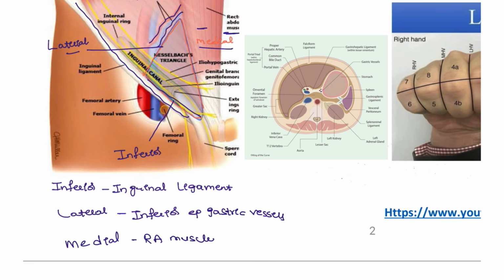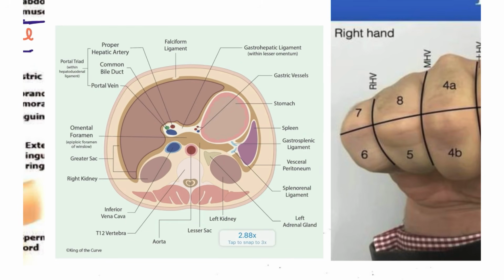So most commonly in Hesselbach's triangle, what is the defect that will be seen? Direct hernia has been seen here. Okay, next, coming to the ligaments of the abdomen.